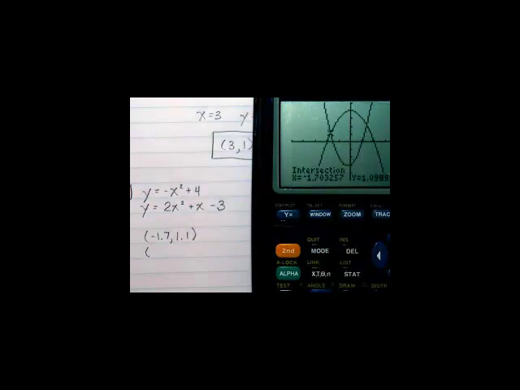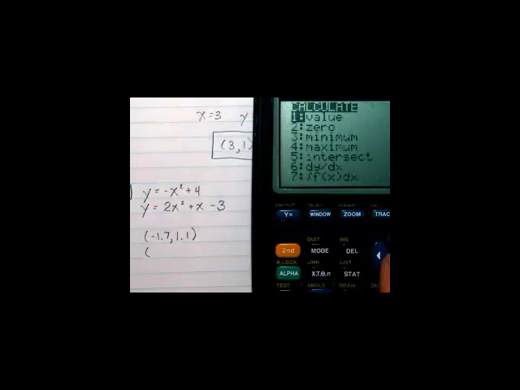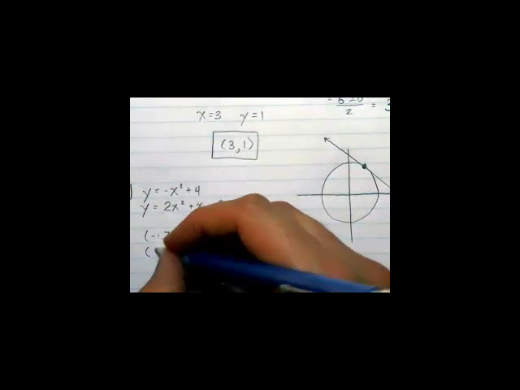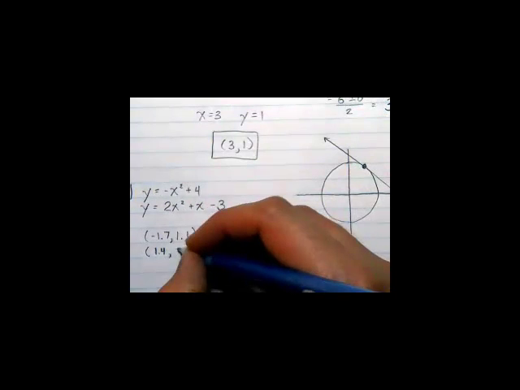There's a second solution on here. So repeat the process. Second calc, intersect, and now just move it over to the other one. Enter 3 times. And there's the other one. So we round that thing off. We've got about 1.4 on the X, and the Y is about 2.1.